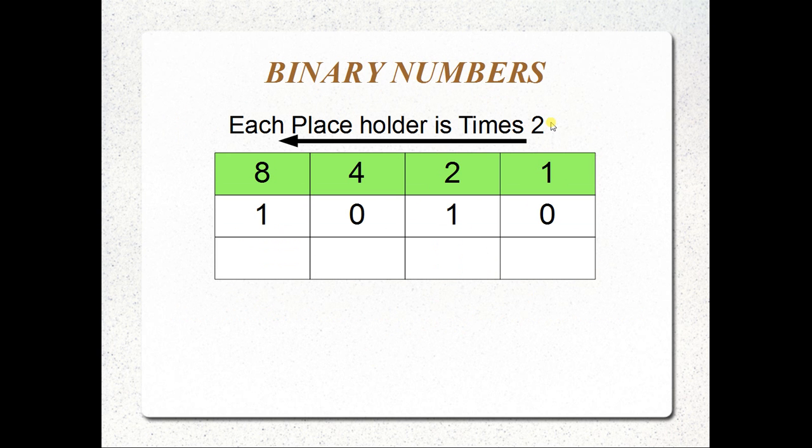Decimal actually means 10, so each placeholder is times 10. Well, here each placeholder is just times 2. We just have 1 times 2 is 2, 2 times 2 is 4, 4 times 2 is 8, and that's it. This is what's called a 4-bit number because you have four bits. So I have 1 0 1 0. It's really easier than decimal numbers, because it's either 1 or it's 0. So I have 1 eight, 0 fours, 1 two, and 0 ones.